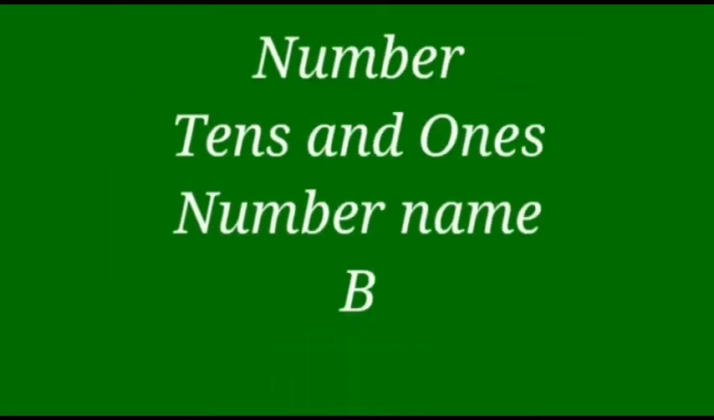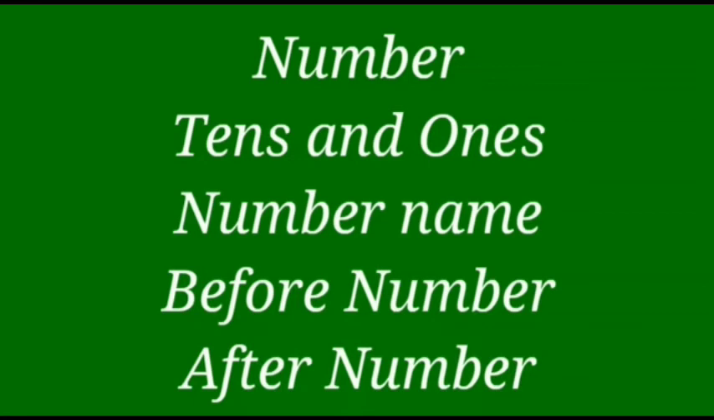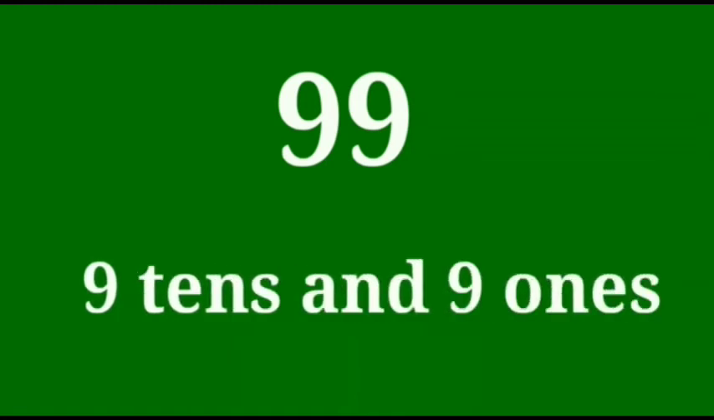Children, you learned numbers from 51 to 100. Let us recap. Take any one number. You should identify the number. Write tens and ones. Write the number name before number and after number. Here one number is there. What is this number, children? 99. How many tens and ones are there? 9 tens, 9 ones.